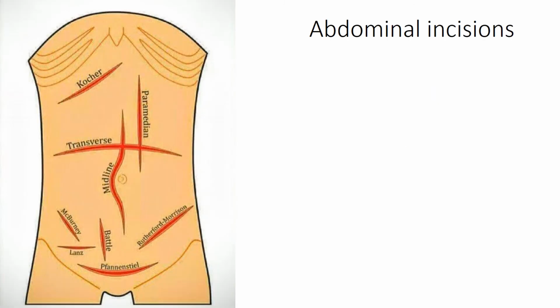Let's understand the anatomical considerations related to abdominal incisions. The abdomen, or the abdominal cavity, can be explored by three types of incisions: one which is vertical, one which is transverse, and one which is obliquely placed. So we will discuss them one by one.